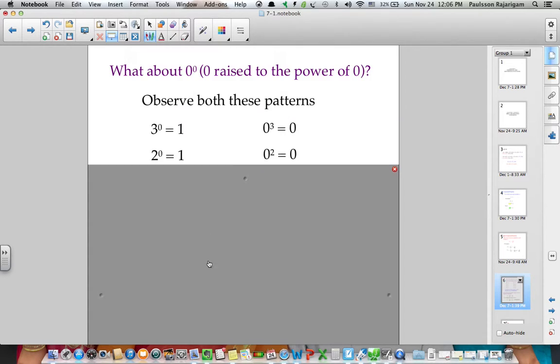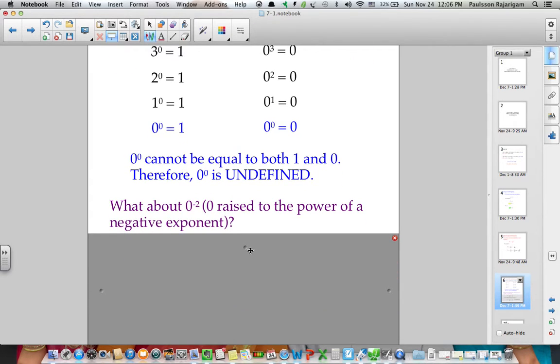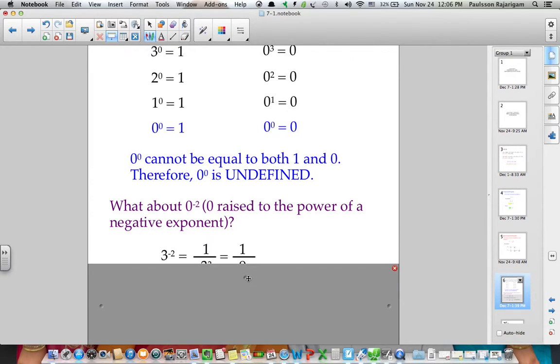That leads us to the second question. What about 0 raised to the power of a negative exponent, such as 0 to the power of negative 2 or 0 to the power of negative 5? So if I had 3 to the power of negative 2, I can write that according to the second property, which is the negative exponent property, as 1 over 3 squared, which equals 1/9.